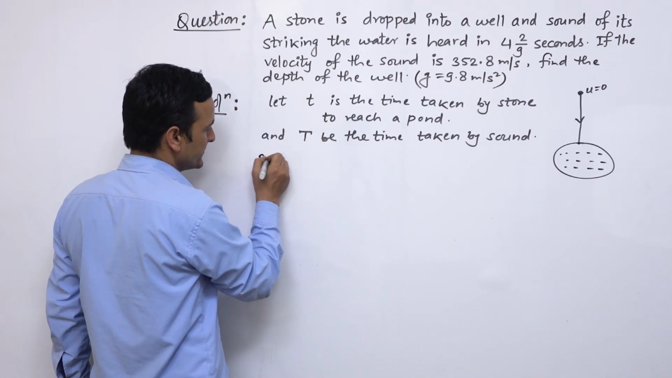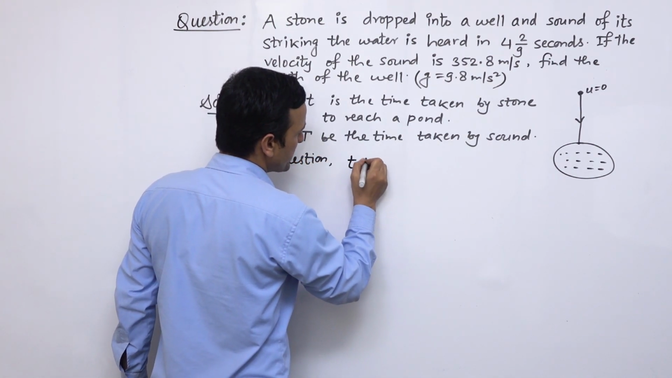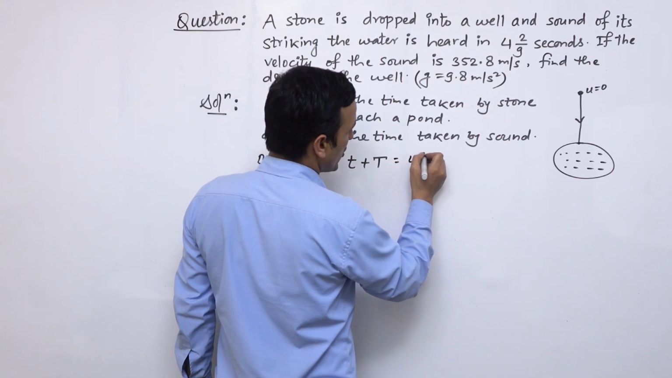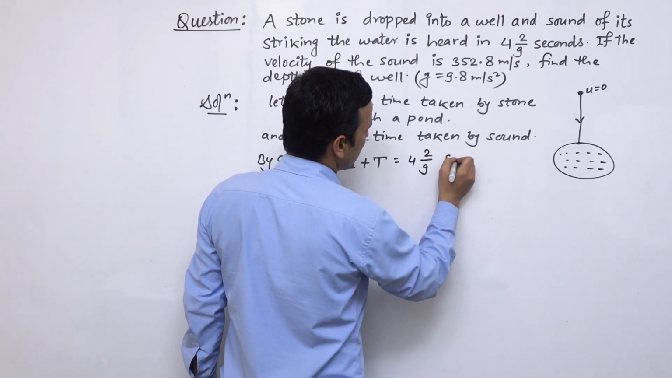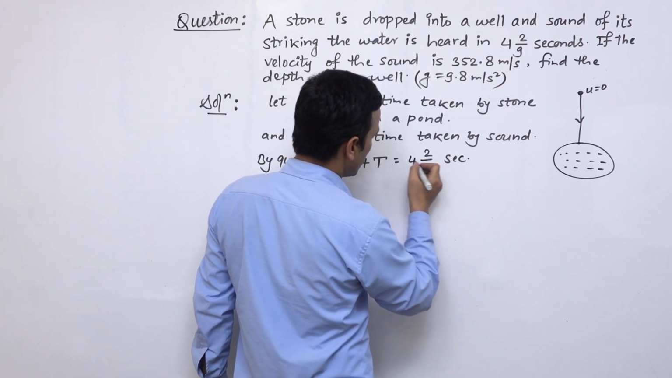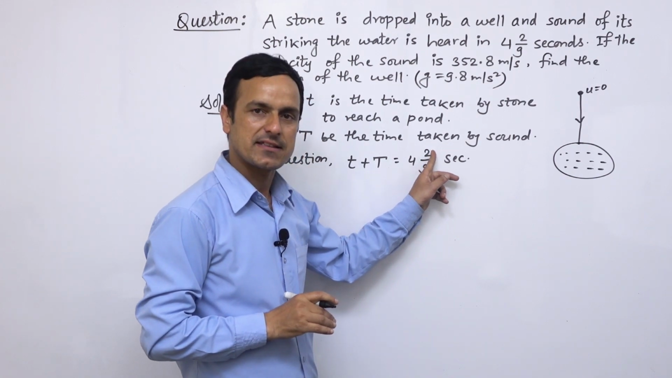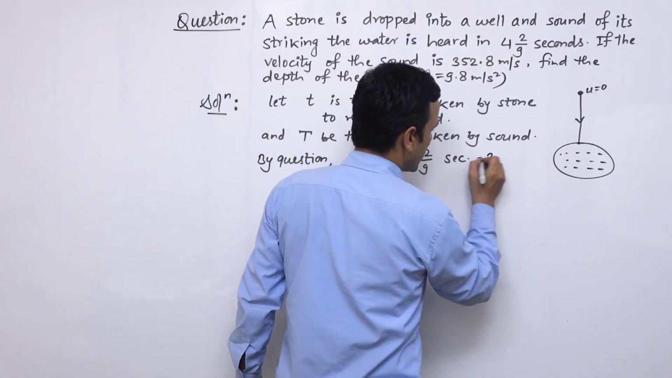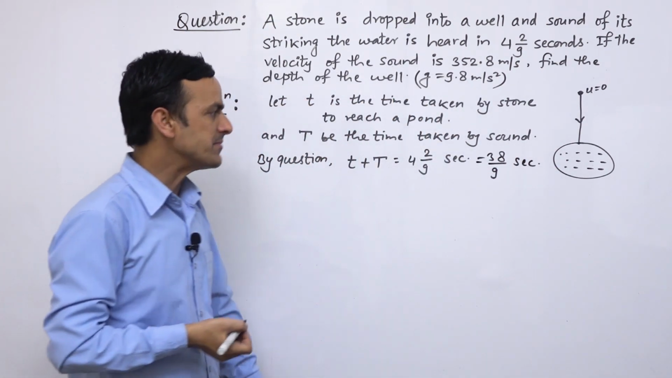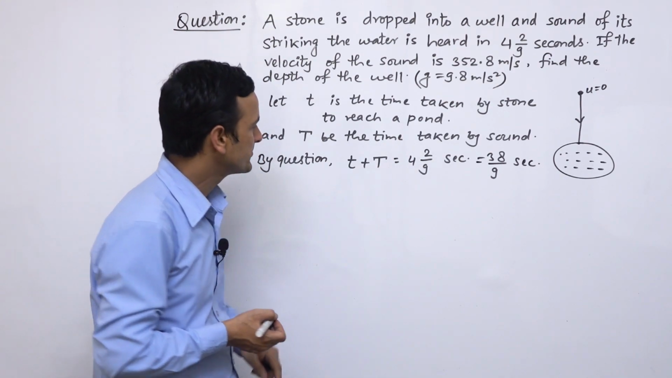So by question, given, small t plus capital T is equal to 4 2/9 seconds. So this is the question. If you multiply this, 9 4s are 36, 36 plus 2 means 38. So it will be 38/9 seconds. This is the total time taken by stone plus time taken by sound.